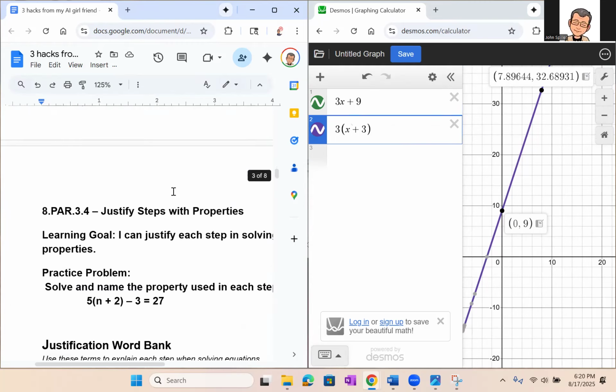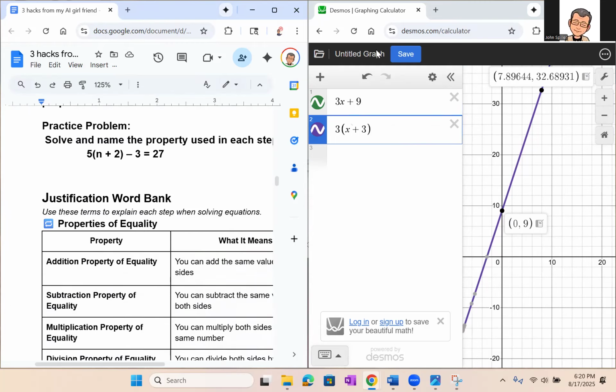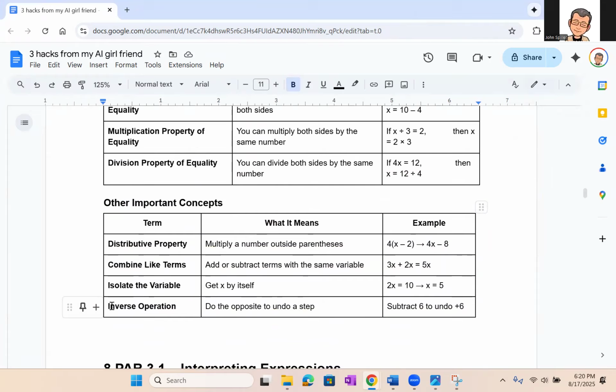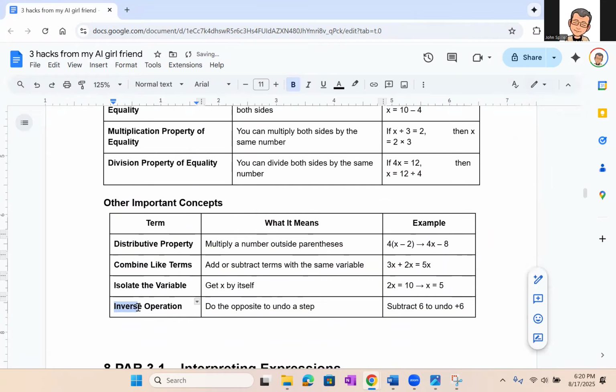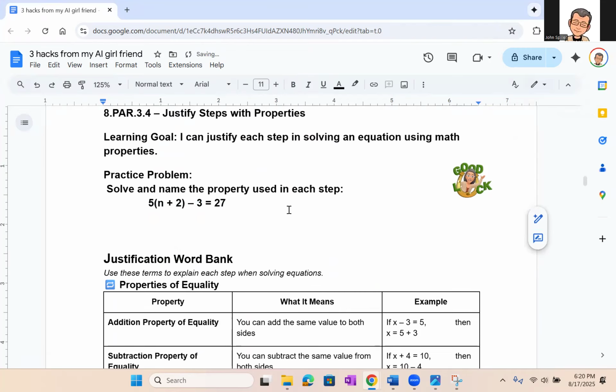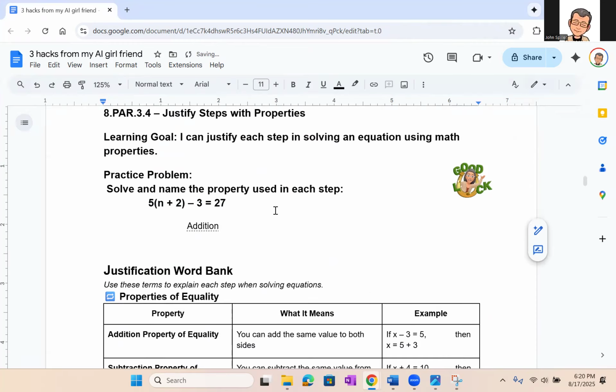Hack number 3. Justify your steps. Well, we're not going to use Desmos for this one. What we're going to do instead is look at the inverse. Every time we look at one, this particular problem is going to have the inverse of subtraction, so it's going to have an addition, because all we're doing is looking at the inverse. We're going to have an addition property of equality. We've got this parentheses, so we're going to have a distribute. And then finally, we're going to have another plus sign in there, so we're going to have a subtraction.